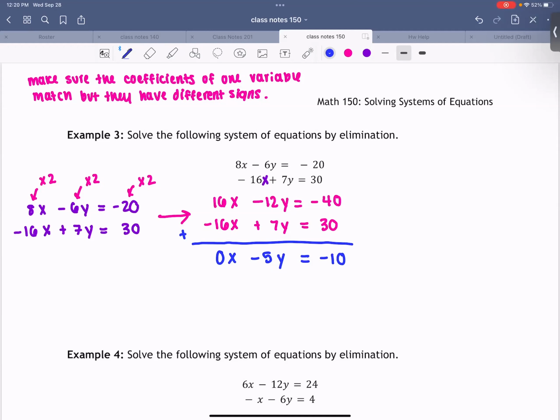Well, 0x is 0, right? So I can just get rid of that. And I'm left with negative 5y equals negative 10. Okay. How do I get y by itself?